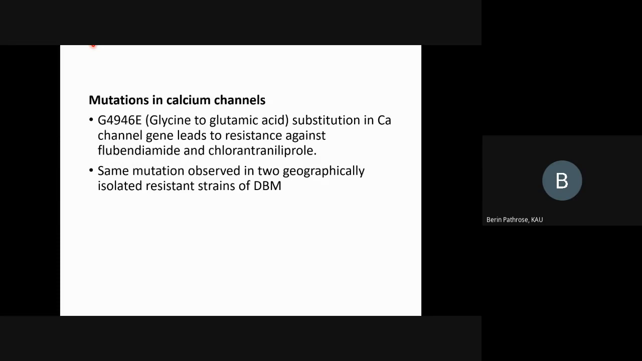Even if these insects are geographically isolated, the mutation happening to diamide insecticides is the same. That means wherever the insect is, if they are exposed to a particular kind of insecticide, even if the insect groups are separated, they have the ability to develop resistance in the same manner, the same kind of mutation. So that is with respect to mutations in calcium channels.